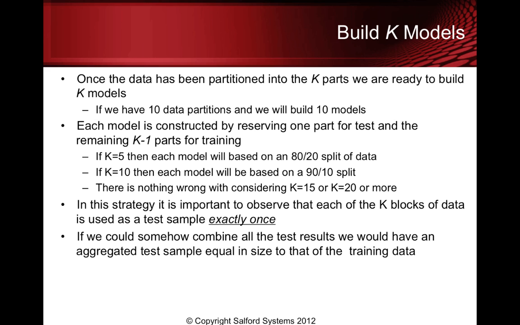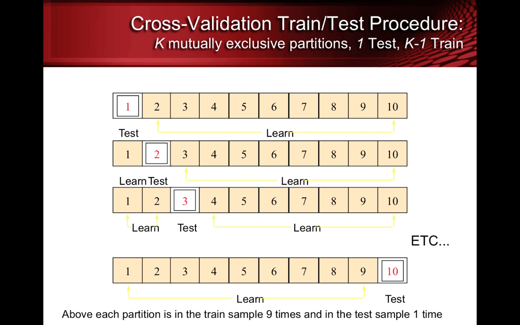There is nothing wrong with considering k equals 15 or k equals 20, but it can be a mistake to use too many. In this strategy, it is important to observe that each of the k blocks of data is used as a test sample exactly once. Let's look back at one slide and now recall what it is that we've just been talking about. In the first row, block number 1 has now been highlighted, meaning it's been singled out for test.